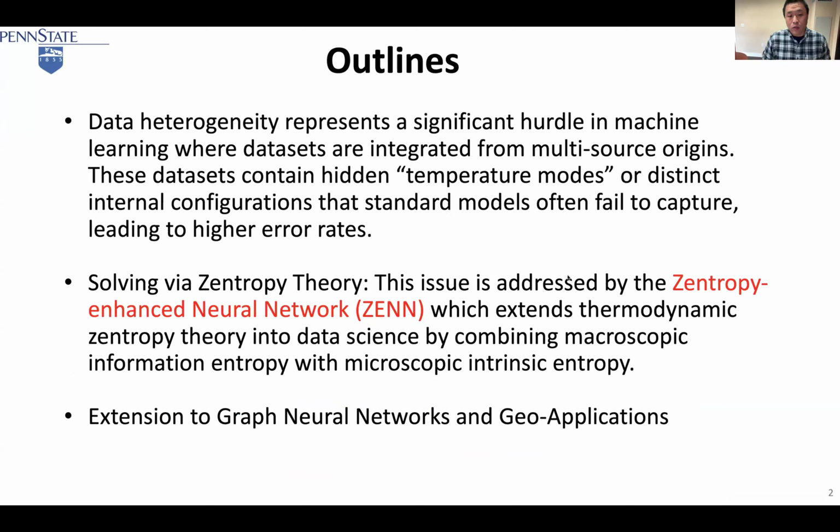I will briefly review how entropy is used in physics and information theory, and why current machine learning models based on entropy cannot be applied to heterogeneous datasets directly, because that is a simplified version, and the big assumption is that you have one unified dataset. We will present our work extending these ideas, demonstrate effectiveness on datasets, and apply it to a real application, extending to graph neural networks and geo applications, which will be presented by Zhenlong.